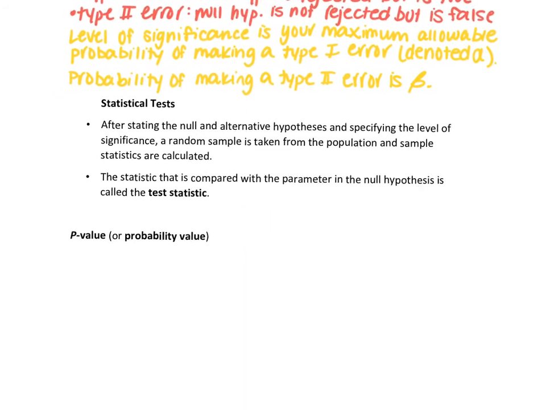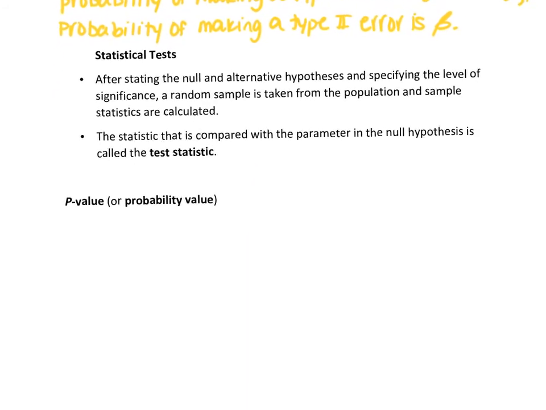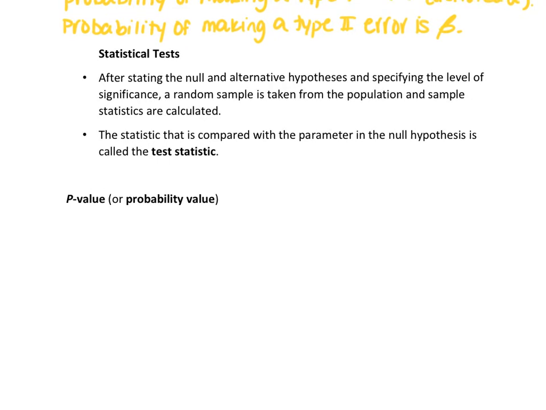So after stating the null and alternative hypotheses and specifying the level of significance, a random sample is taken from the population and the sample stats are calculated. So the sample stats would be the mean, the standard deviation, so on and so forth. The statistic that is compared with the parameter in the null hypothesis is called the test statistic.